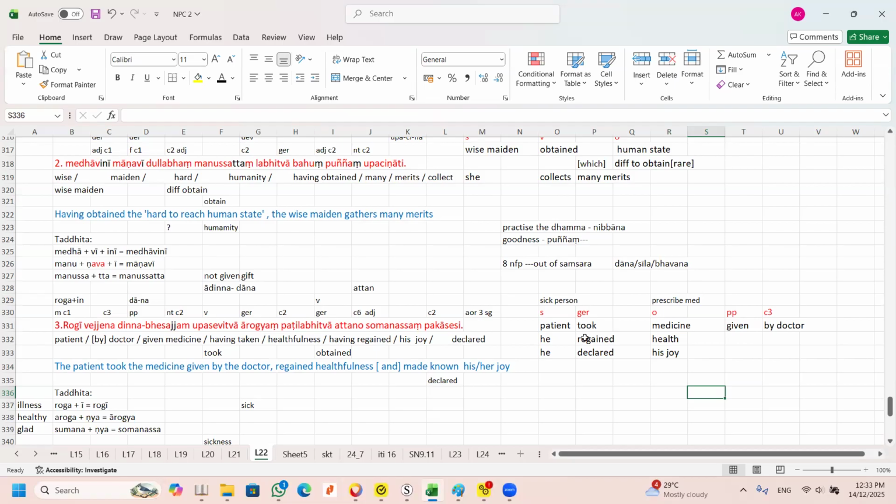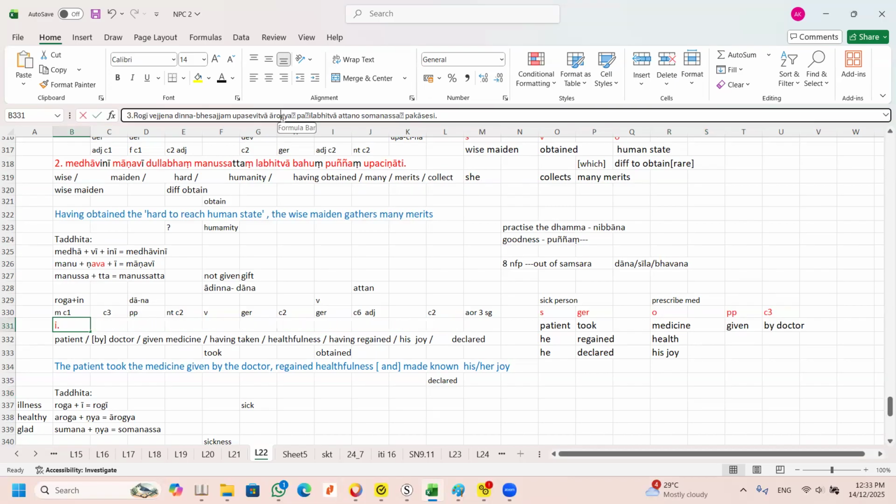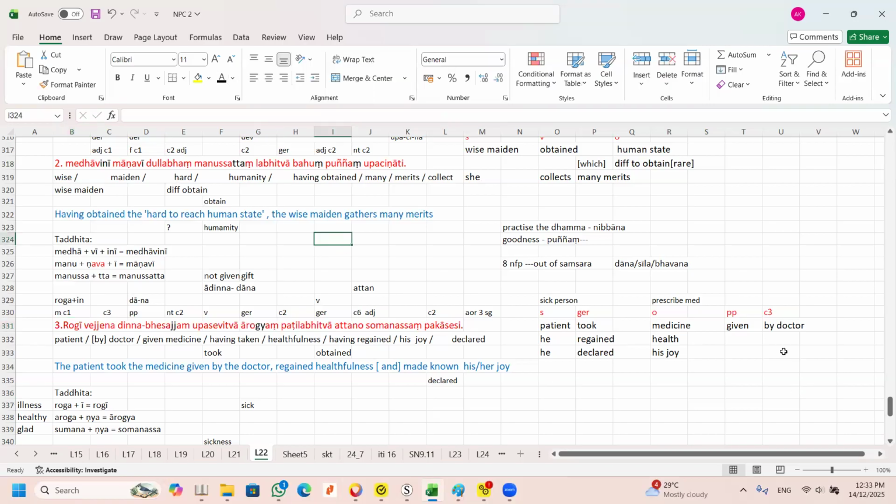So you put regain. Can you see the word is the same? Roga. Just now we talked about roga. So aroga becomes arogya. This is the one we just learned now. So that means this is talking about he regained health. Regain health. So this is a part.